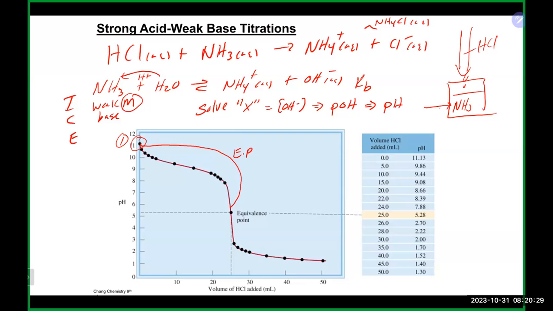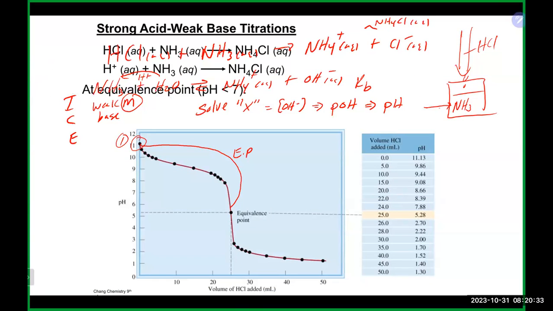And at that point, we are obviously going to get a reaction between our HCl and our ammonia in this case. And we're going to get, again, our ammonium chloride, really.